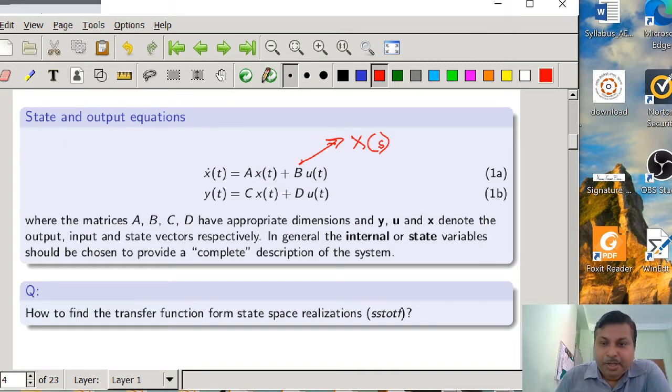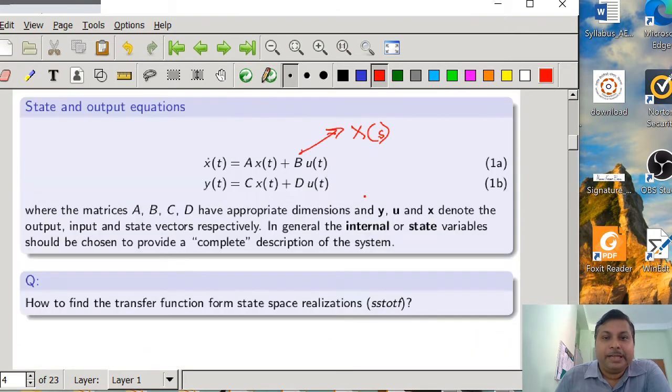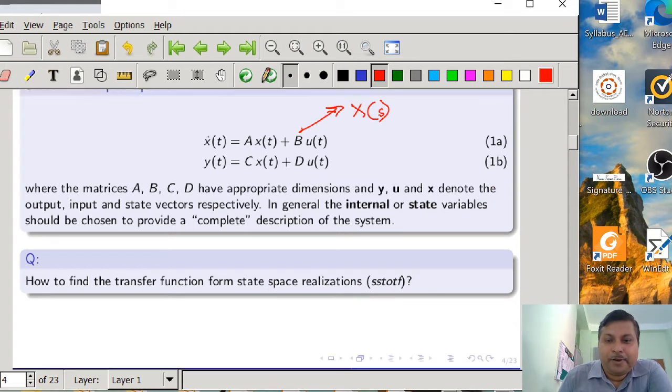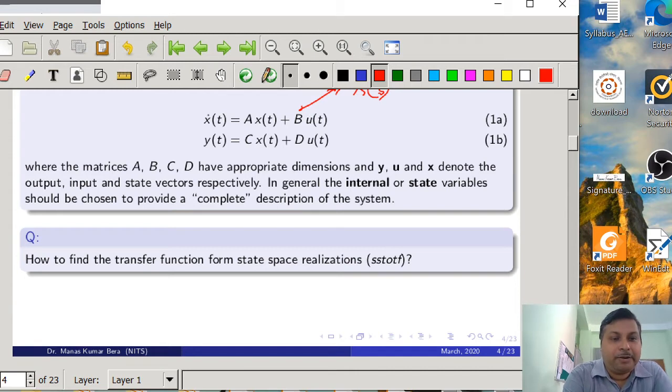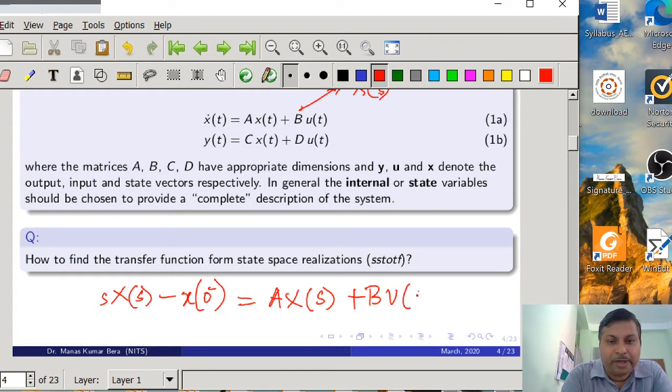So immediately we take the Laplace transform of equation 1a. How do we find the Laplace transform of 1a? You can write it this way: s into X of s minus x of 0 minus, because once you take the Laplace transform of a derivative term, there will be an initial condition, is equal to A into X of s plus B into U of s, because A is a constant matrix.